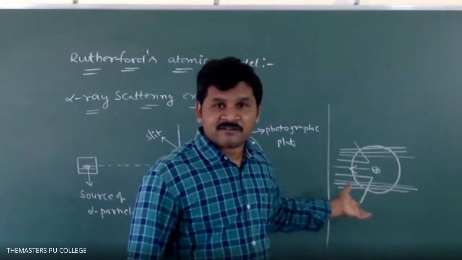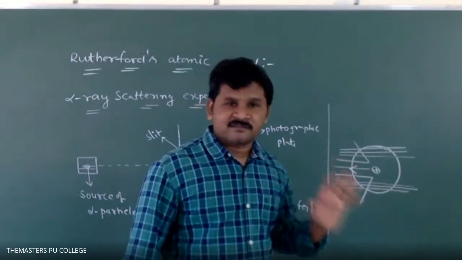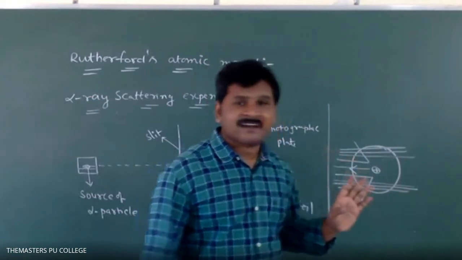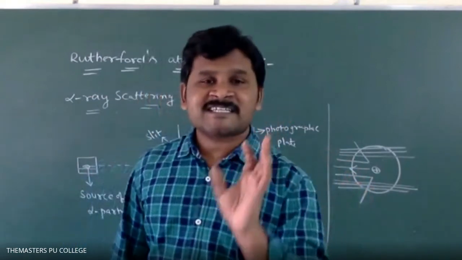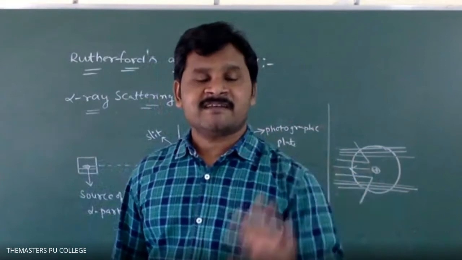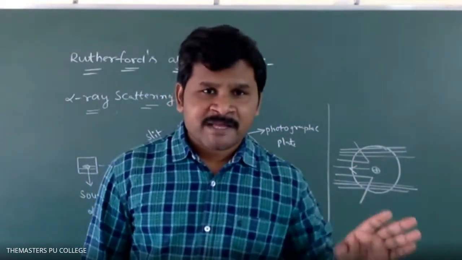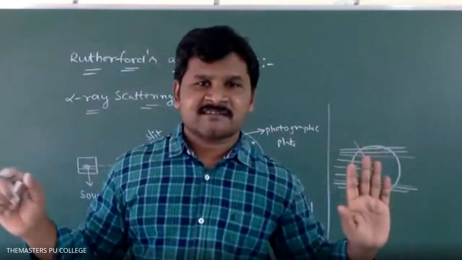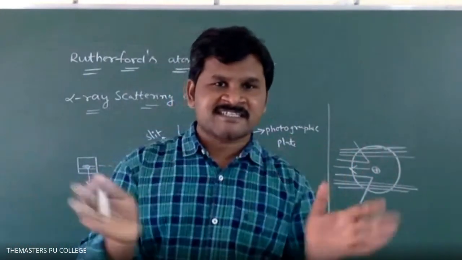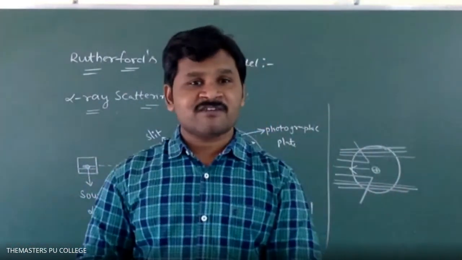What can we conclude from this observation? From this observation, we can conclude that most of the space present in the atom is empty space. That's why they are coming without any deviation. There is no obstruction.